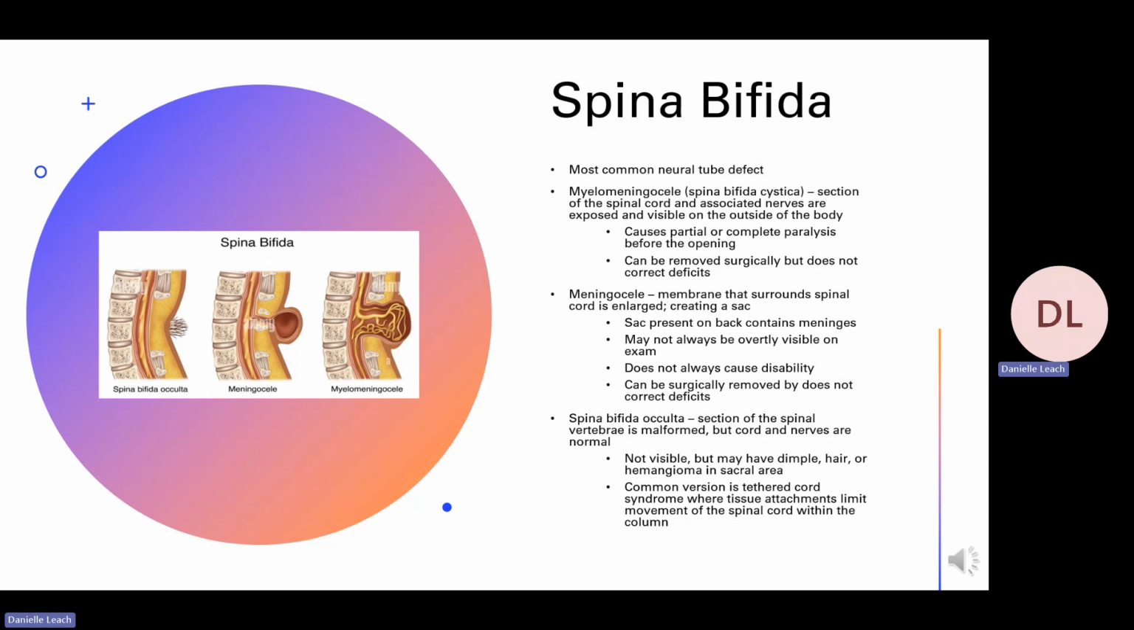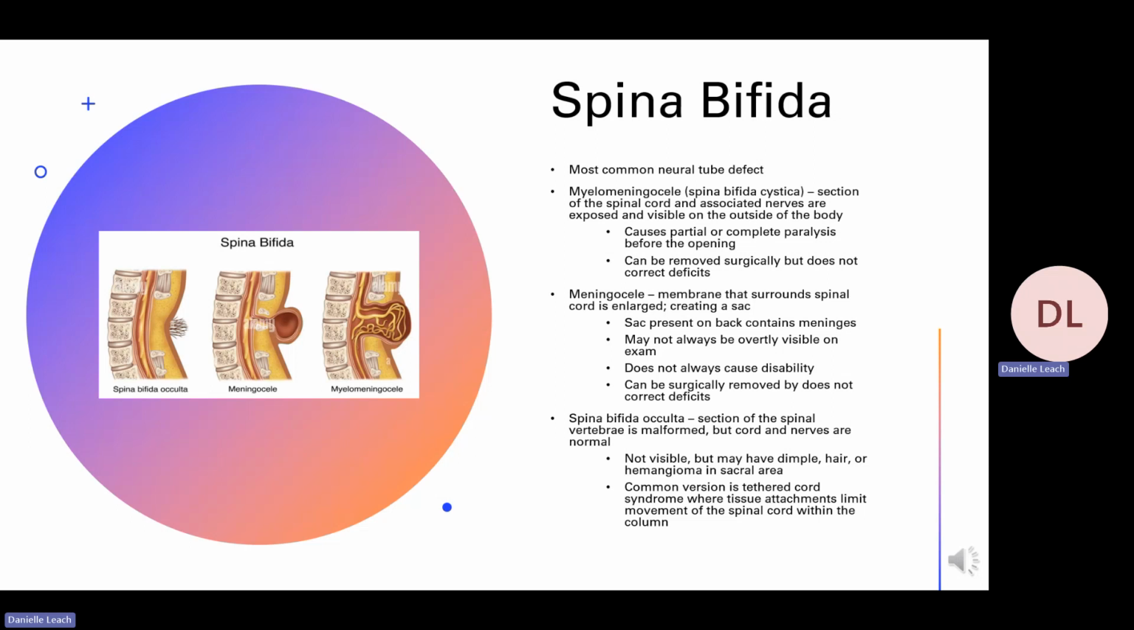Closure of the neural tube occurs around the 1-month mark of gestation. So many people don't even know that they're pregnant at that time. That's why it's recommended to take it before you're pregnant, because a lot of times this can happen before the person even knows that they're pregnant.